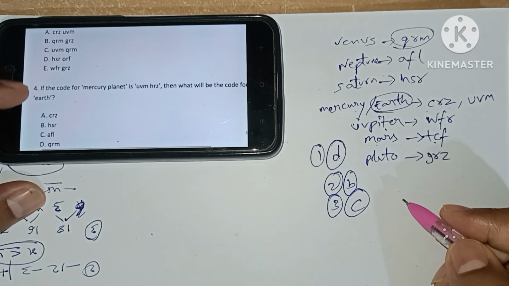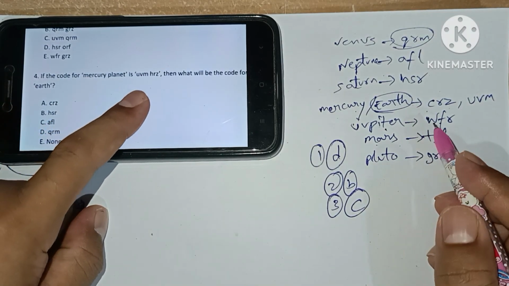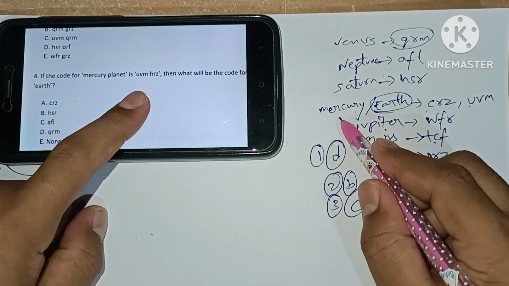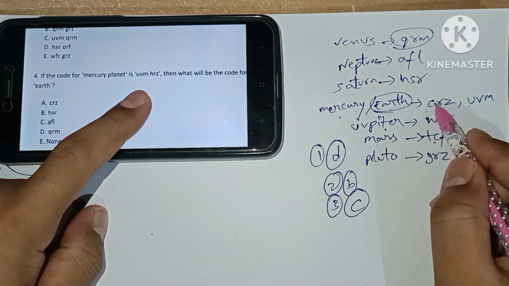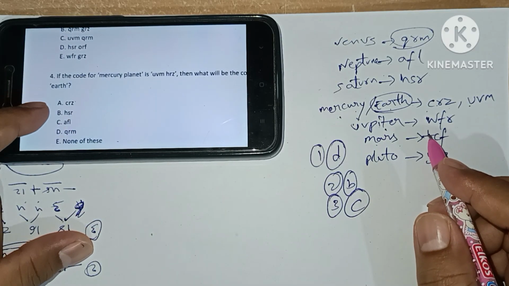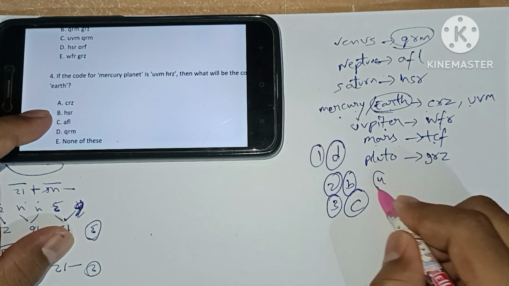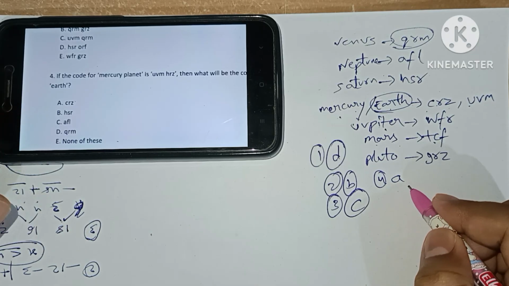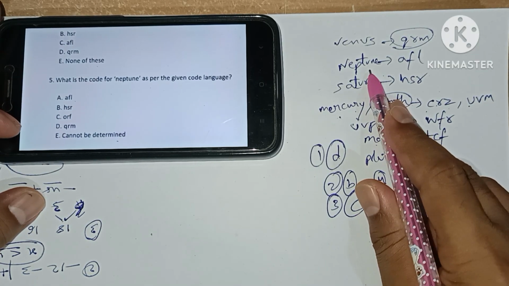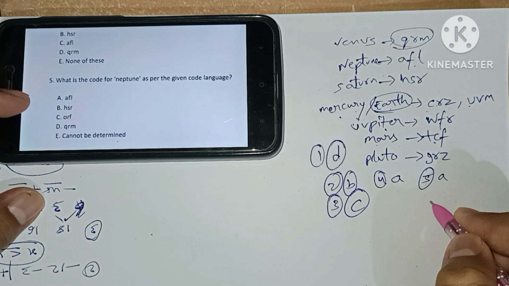Next, the fourth one. Mercury planet is called UVM HRZ. UVM means Mercury. So Earth will be CRZ. The code for Earth is CRZ. Option A is the answer for this one. Next, the fifth question: what is the code for Neptune? Neptune is AFL. So option A is the answer for the fifth question.